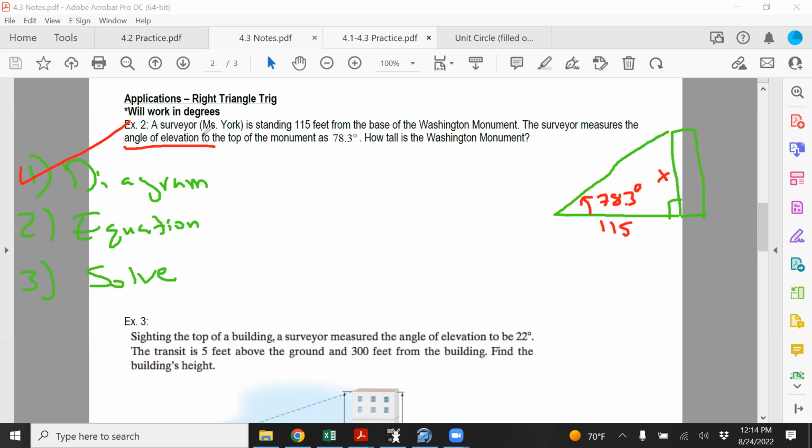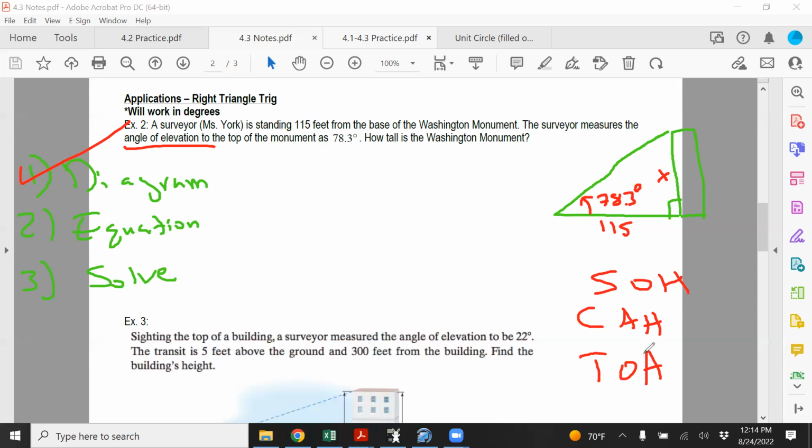Now, an equation. Clearly, we're dealing with trig, right? So we have 3 options. Which of these 3 options do you think I should use, given what I want to find and given what I know? Which of these 3 would make the most sense?